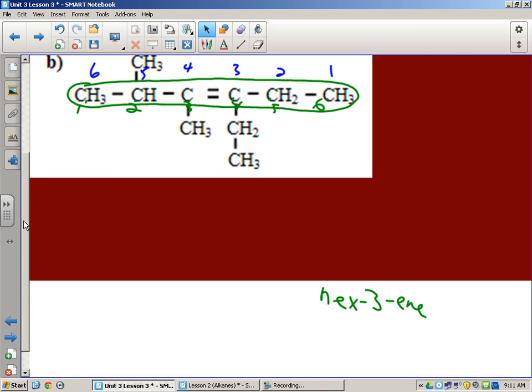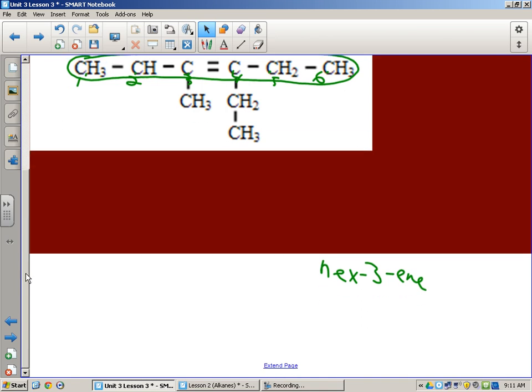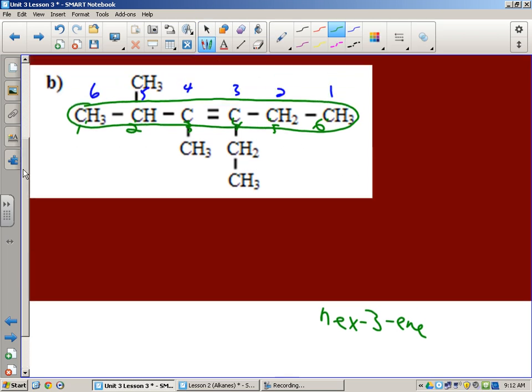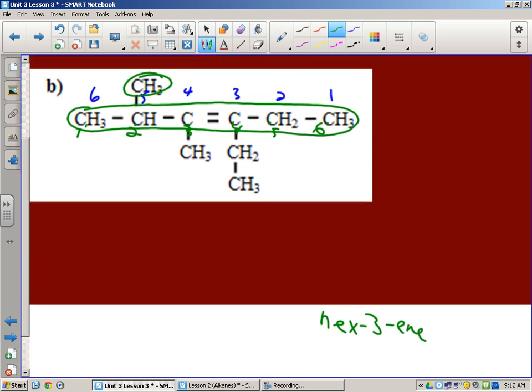This doesn't usually happen, but if it does, you still want to be thinking lowest numbers possible after you worry about the double bond, okay, kind of thing. So let's see here. What else do I need to do here? On the 2 here, I said there's a methyl group. On the 3 here, there's a methyl group. And on the 4 is an ethyl.